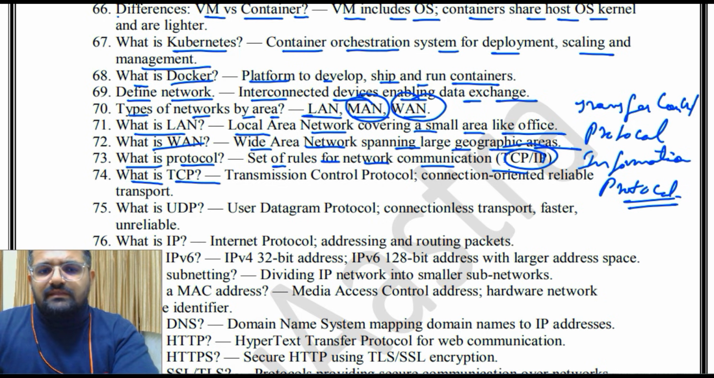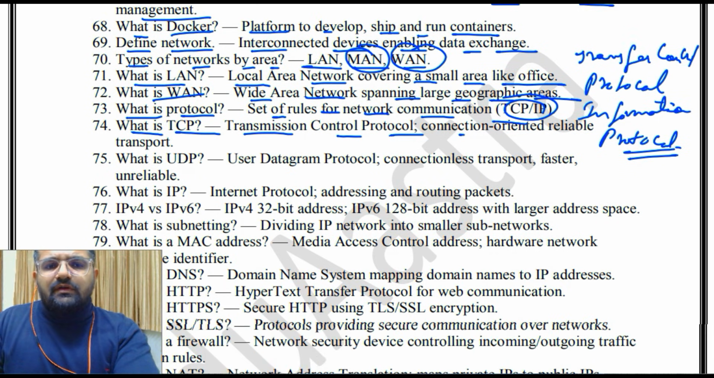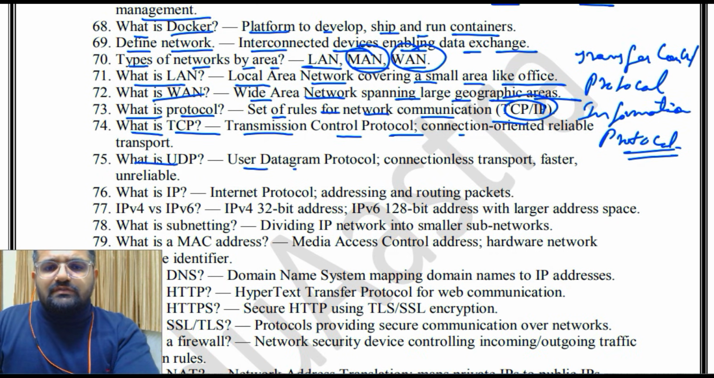What is TCP? Transmission Control Protocol, connection oriented, reliable transport. What is UDP? User Datagram Protocol, connectionless transport, faster, unreliable. What is IP? Internet Protocol, addressing and routing packets.